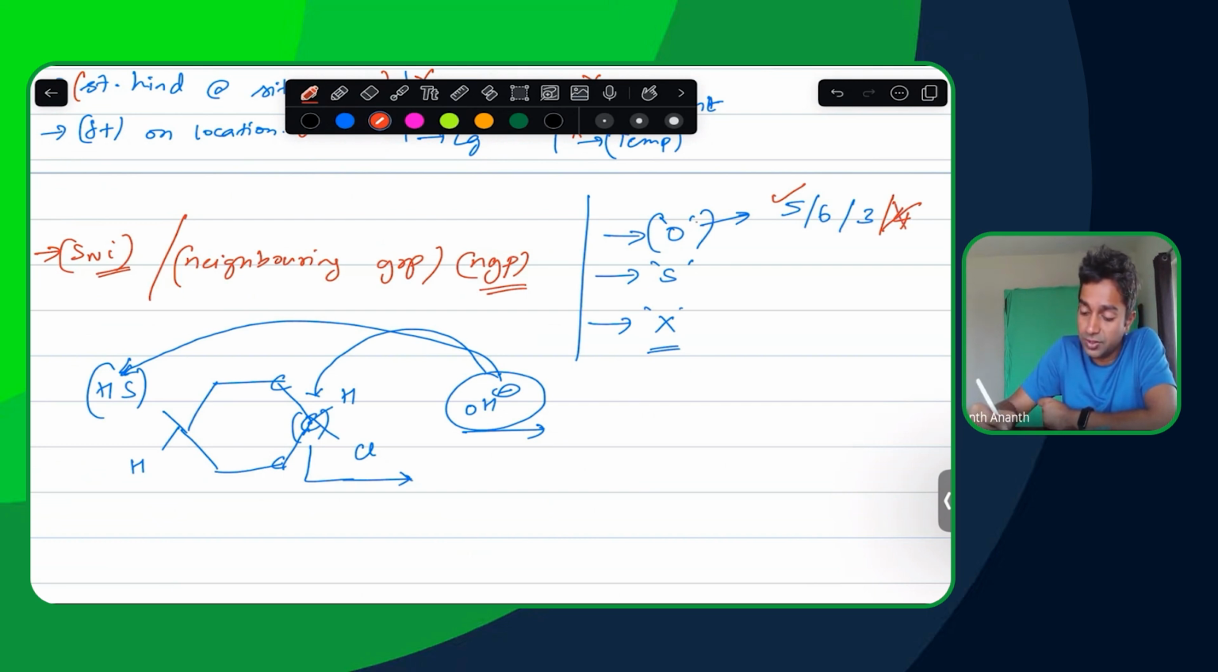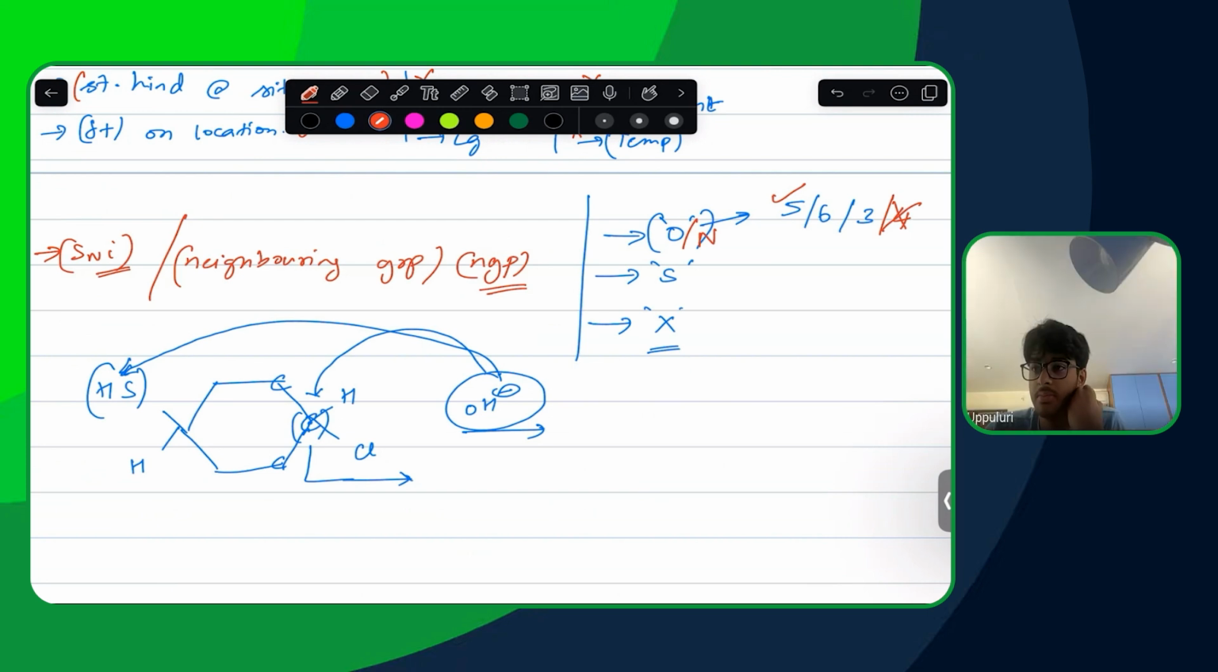Same goes for nitrogen, actually. The main reason being, when you're looking at a 4-membered ring being formed, the bond angle has to be closer to 90. And oxygen and nitrogen, when they are in sp3, will prefer to go away from 90. Water and ammonia, their bond angle is much higher than 90.